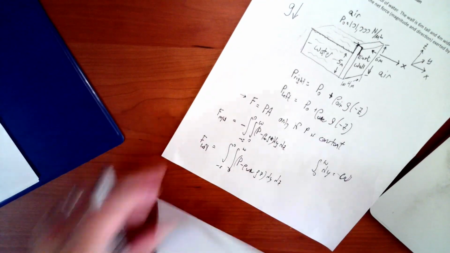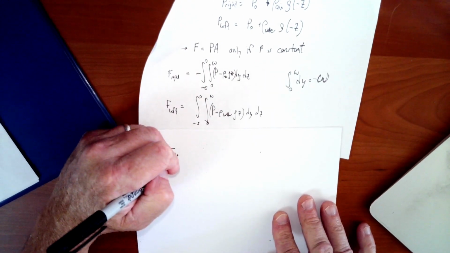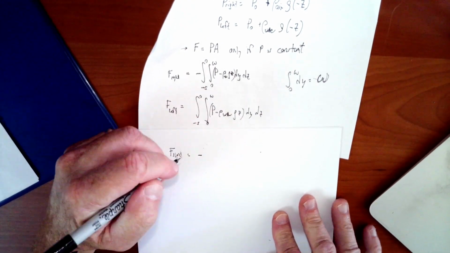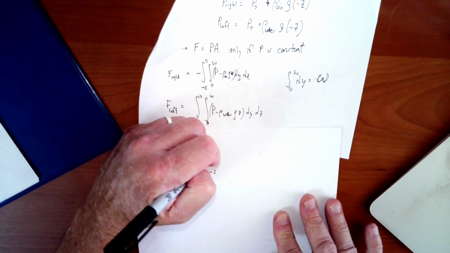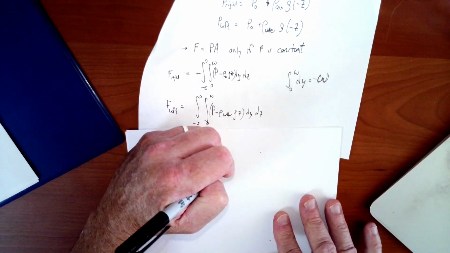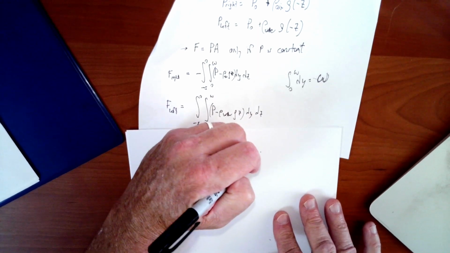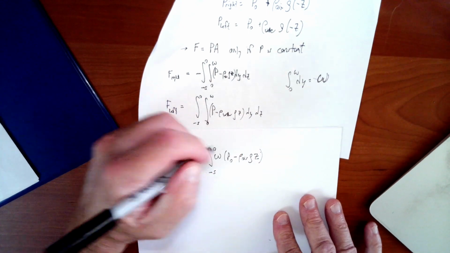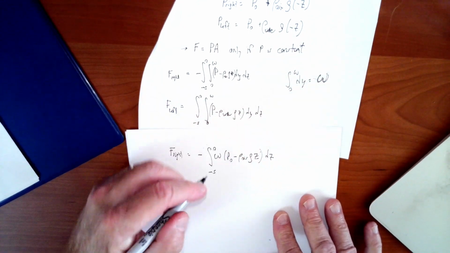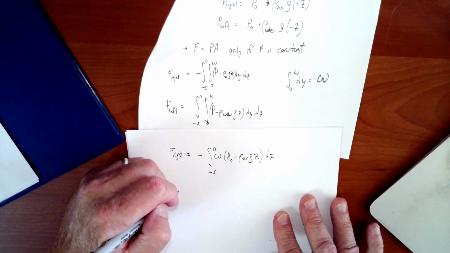We'll go ahead and say that this integral on the right-hand side, the force on the right-hand side of the wall, is equal to the integral from negative 5 to 0 of W times (P naught minus rho air G Z) dz. So I have that W there, and that's a constant, so I can actually pull it out of the integral entirely. I'll do that in the next line.